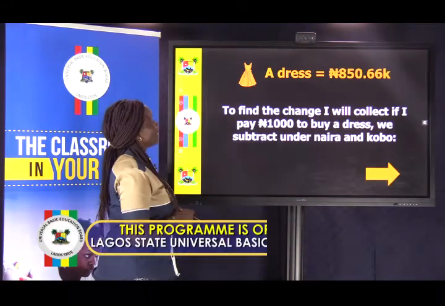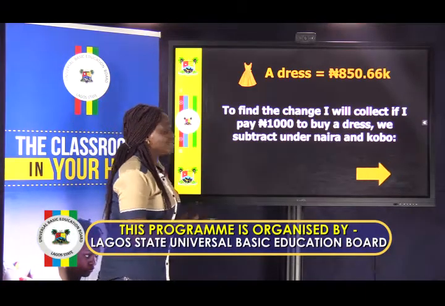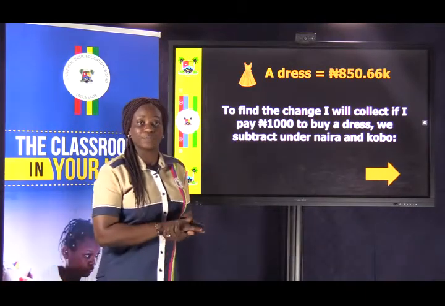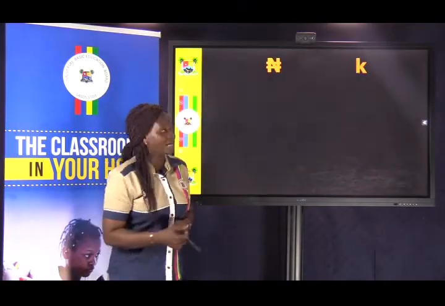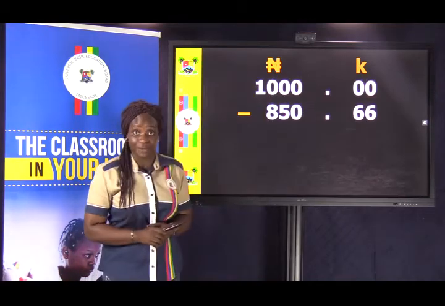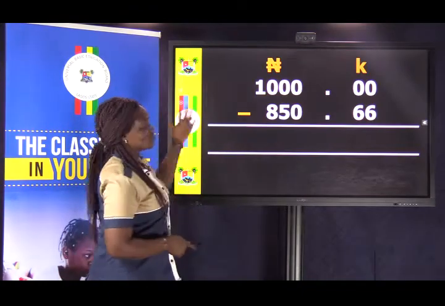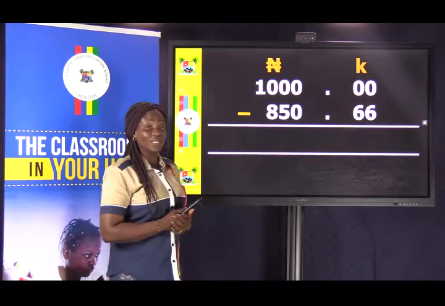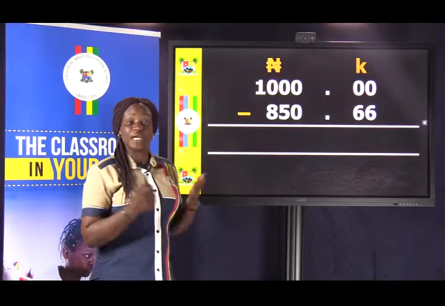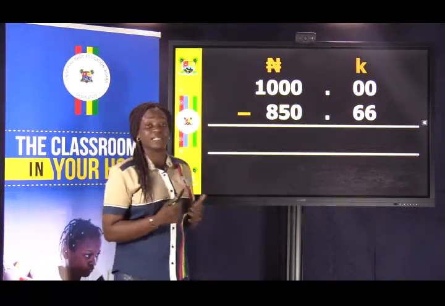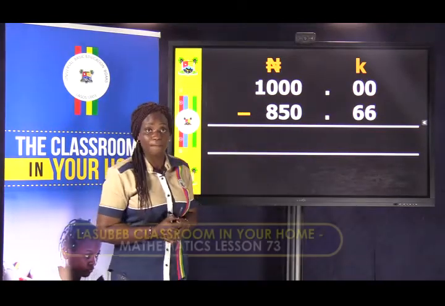What do we do? To find the change I'll collect if I pay 1,000 naira to buy a dress, we subtract under naira and kobo. We are subtracting the money for the dress from what I paid. I paid 1,000 and the dress is 850 naira 66 kobo. So I'm subtracting 850 naira 66 kobo from my 1,000.